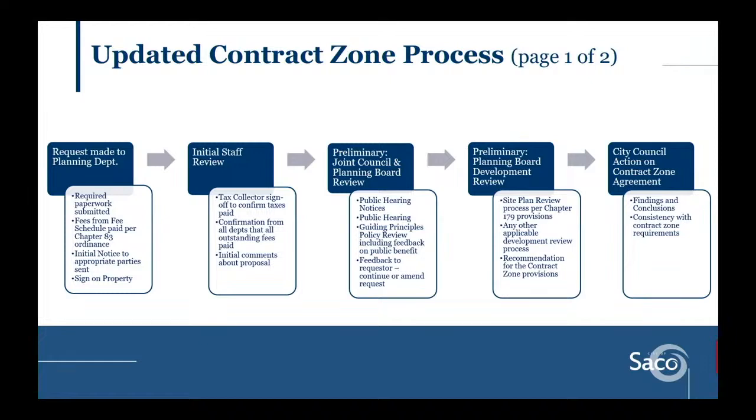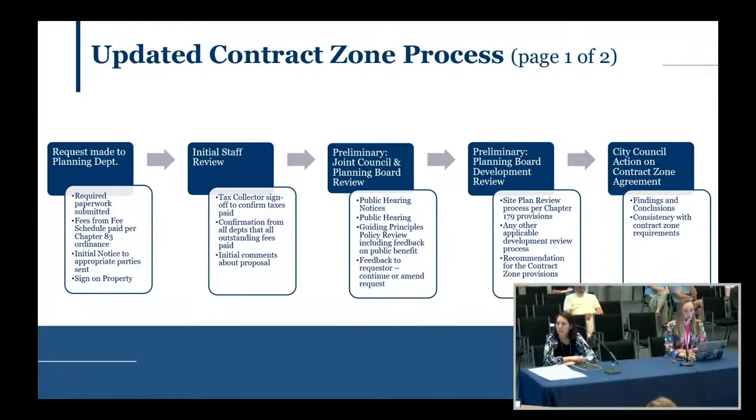We would notice the public hearing according to state standards. We would have a guiding principles policy review to help set the discussion and let everyone know what you're looking at, a potential contract zone against. And then at that meeting, the planning board and the city council would both be able to offer questions, but it would be the city council's ultimate decision to give preliminary feedback to the requester. Either continue or amend the request, or maybe there's no interest in the request, in which case you go back to home and start again.